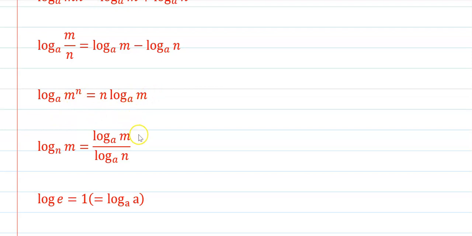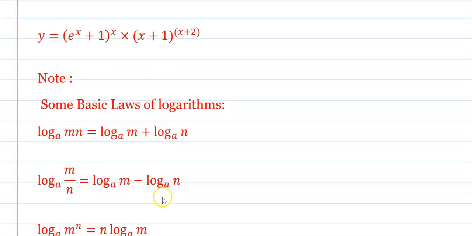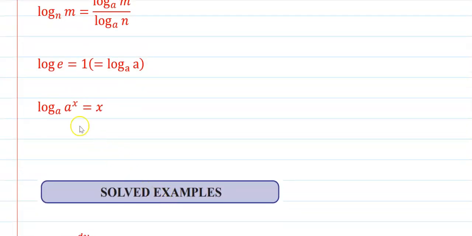Here is one more rule, the change of base: log of m to the base n is equal to log of m to the base a upon log of n to the base a. These are the rules of log. Next, log of e to the base e, the value is 1. Also log of a to the base a is 1, where a is a positive number. You should know these rules. Now, log of a raised to x to the base a is equal to x.